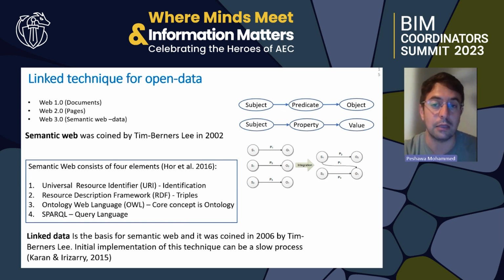So this subject can be any object in our model, then what's the property of that model and what's the value of that model. So if we are able to represent the whole model in 3D triples, then we can create links between different objects and basically integrate different models with each other. Going back to elements, the third one is Web Ontology Language. This is important because we need to have a standard language in order to represent those triples.